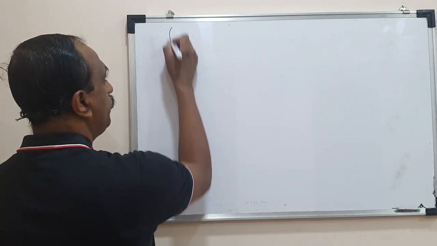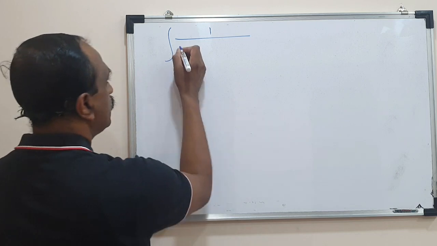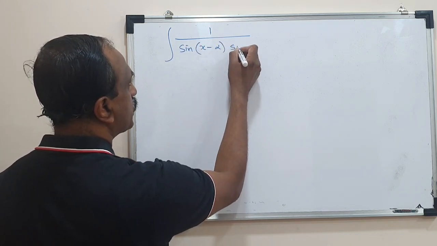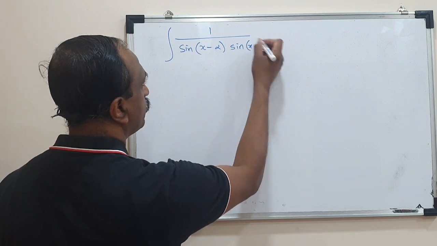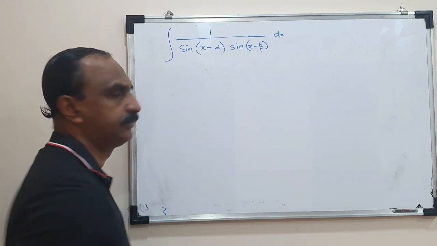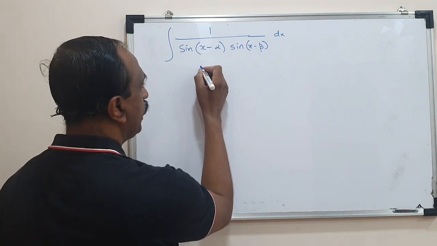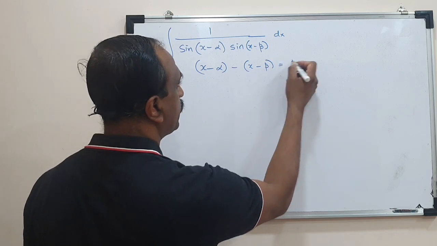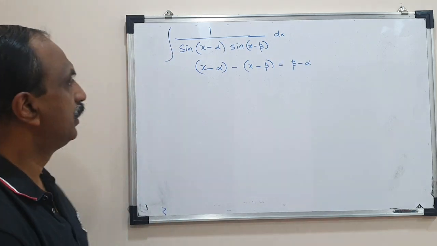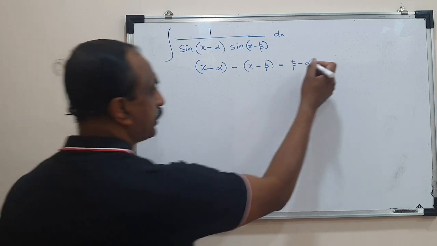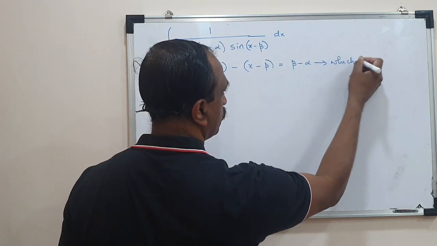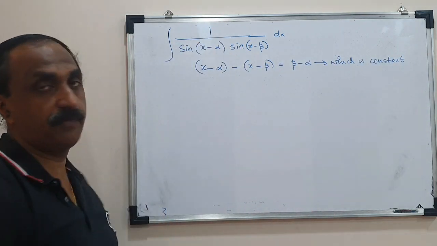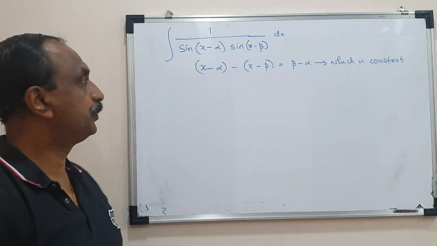Let's have a look at one more problem. 1 upon sine of (x minus alpha) into sine of (x minus beta). You can see that if I take the difference of these angles, it is beta minus alpha, because x will get cancelled, which is a constant. And I am allowed to divide and multiply with a constant. So what should I do?